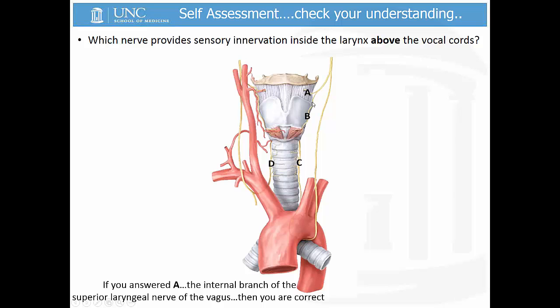B is the external branch, which innervates the cricothyroid muscle, and C and D are the recurrent laryngeal nerves. The recurrents provide the majority of the motor innervation to the muscles of the larynx and innervate the mucous membranes in the larynx below the vocal cords.